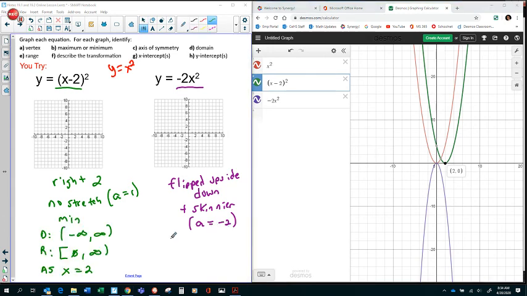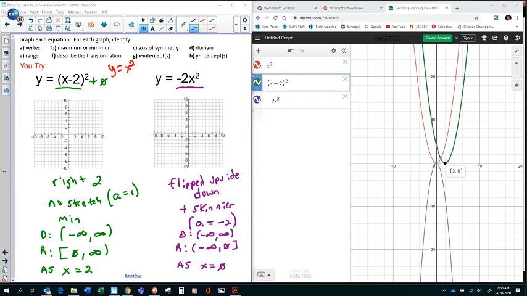Again, a times x minus h squared plus k. For the green graph, we've got a minimum because it's the bottom. We know our vertex is (2, 0) because we have no k value. If we wrote plus 0 on here, that'd be our k value. The domain, like any parabola, is -infinity to +infinity. Our range, however, stops because it's a minimum at 0 and goes to infinity up high. Our axis of symmetry, splitting it in a mirror image, is x equals 2. And our x-intercept is the same as the vertex.